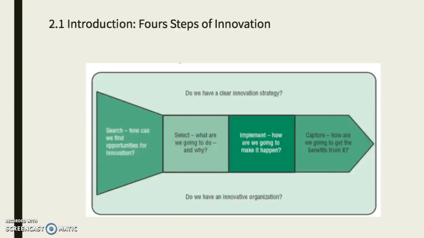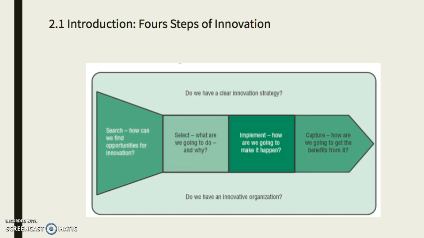The first section of this chapter deals with the 4 steps of innovation: search, select, implement, and capture. Searching asks the question, how can we find opportunities for innovation? This is done by scanning the environment for threats and opportunities for change. Select asks the question, what are we going to do and why? So this deals with deciding which of the signals to act upon, threats or opportunities.